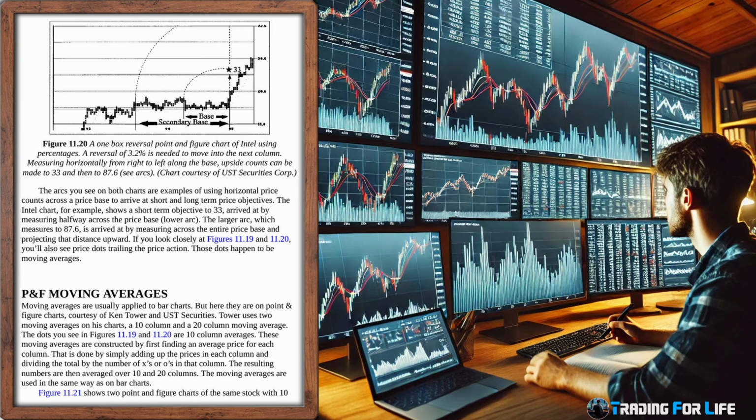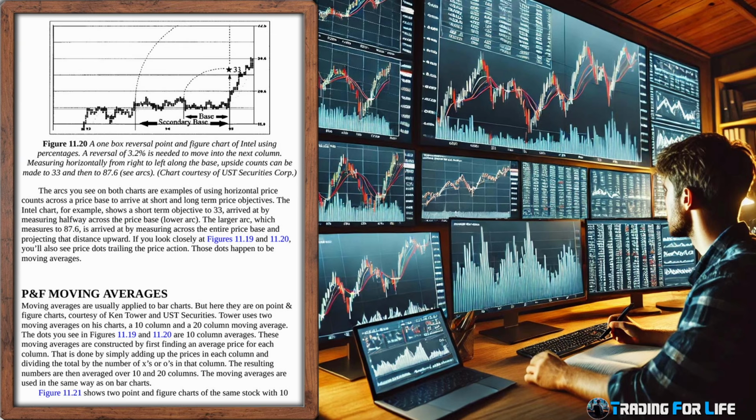The Intel chart, for example, shows a short-term objective to 33, arrived at by measuring halfway across the price base, lower arc. The larger arc, which measures to 87.6, is arrived at by measuring across the entire price base and projecting that distance upward. If you look closely at Figures 11.19 and 11.20, you'll also see price dots trailing the price action. Those dots happen to be moving averages. P&F moving averages. Moving averages are usually applied to bar charts, but here they are on point and figure charts, courtesy of Ken Tower and UST Securities.